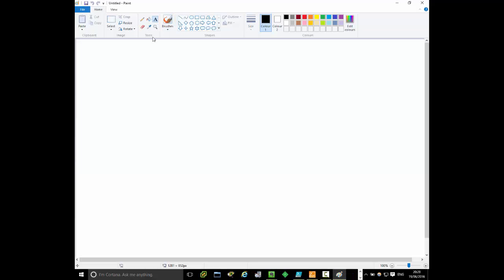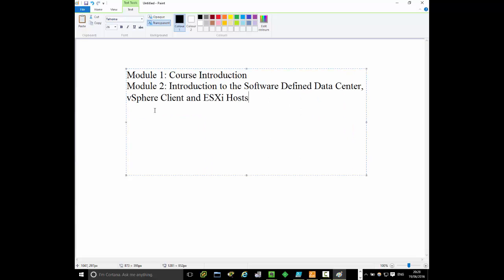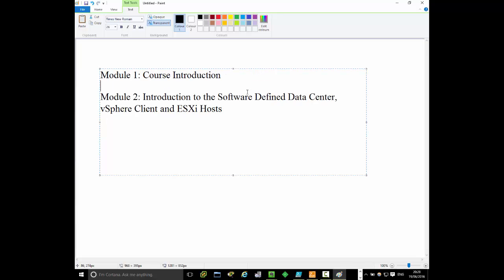Start with that. What VMware wants us to do in this introduction, module 1 and module 2 of the VCP course, is a general introduction to VMware and ESXi, and then number 2, an introduction to the software-defined data center, vSphere client, and ESXi host.